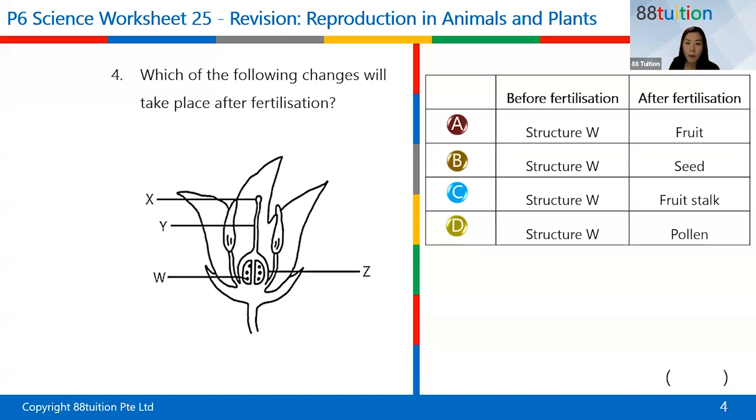Now, come back to this question. When fertilization takes place, the ovary starts to swell up. Ovules will then develop into seeds. All other parts like the petals and the sepals will dry up and fall off. Before fertilization, you're looking at structure W only. Because all of them are the same, you need to identify what this structure W is.